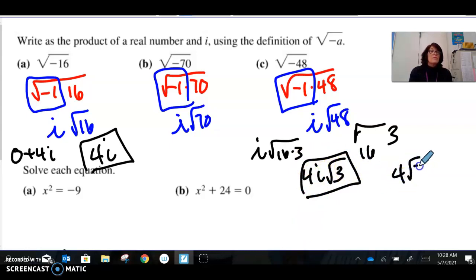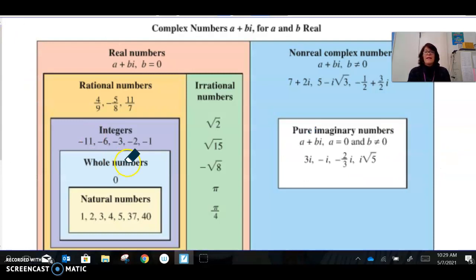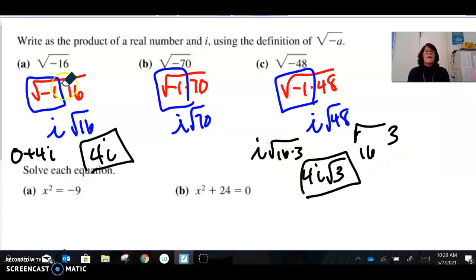Notice we don't write 4 times the square root of 3, then i, only because sometimes people end up extending their square root, and it looks like is the i under the square root or not. And it just doesn't look right. Okay? Pull the i in front of the square root, like they showed you here. If it's just a number times i, that's fine. But if it's an irrational number times i, write the i first.